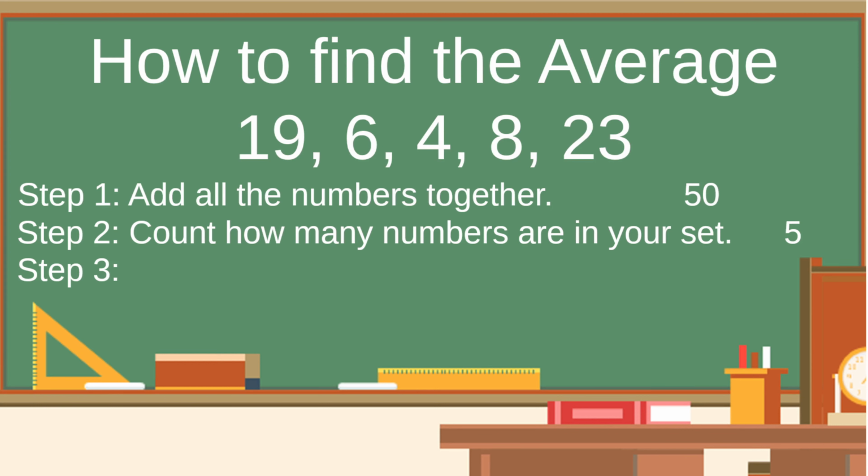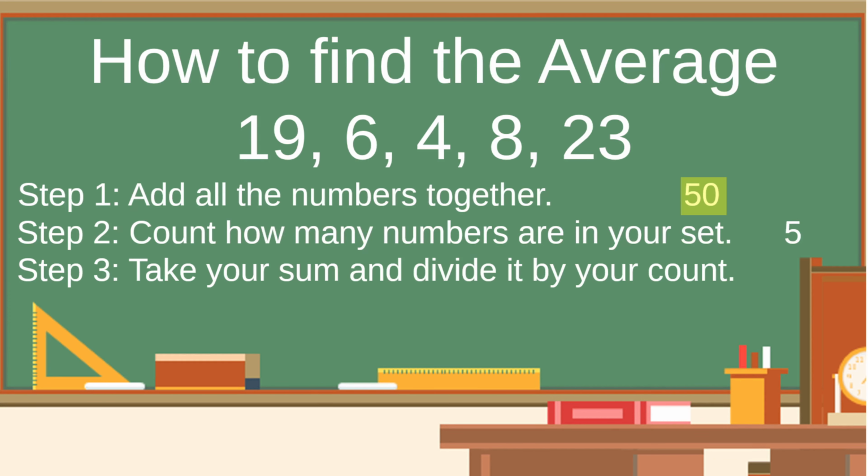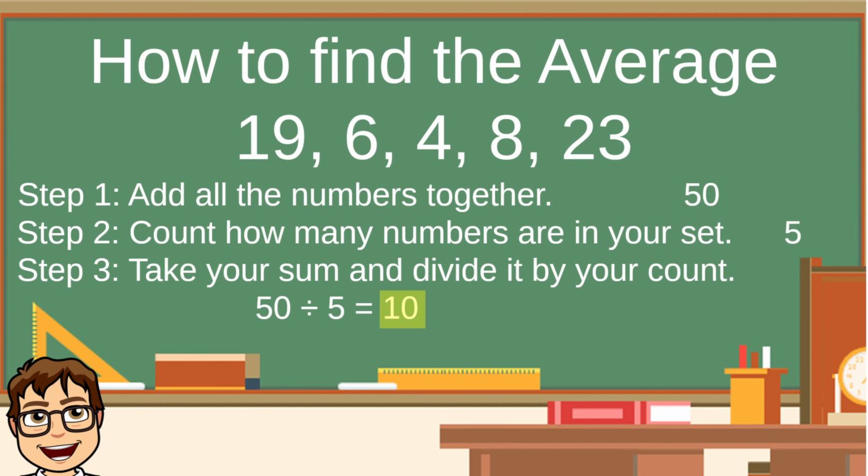Now comes the final step. In step 3, we take our sum from part 1 and divide it by our count from part 2. 50 divided by 5 equals 10. Our average is 10. That's pretty straightforward.